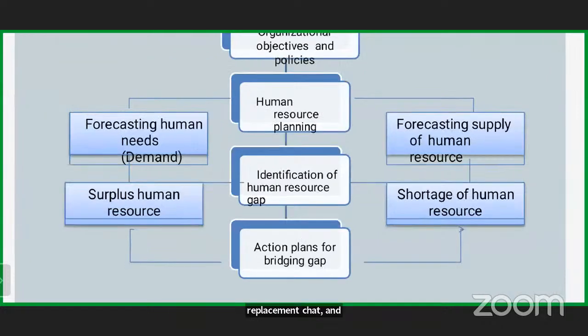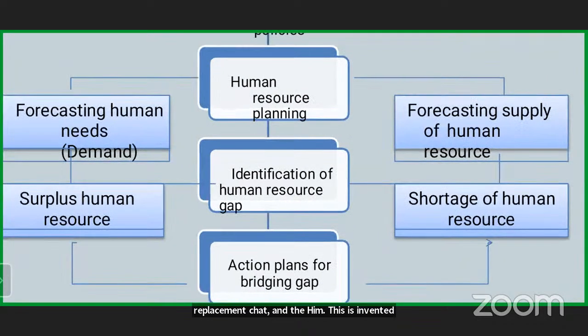Now, identification of human resource gap. Demand 500, we can supply 500 manpower. Then the demand and supply may be matched. Basing on this also, again we can go for the identification of the human resource gap. Still we should do gap analysis. 500 was needed, 500 was supplied.